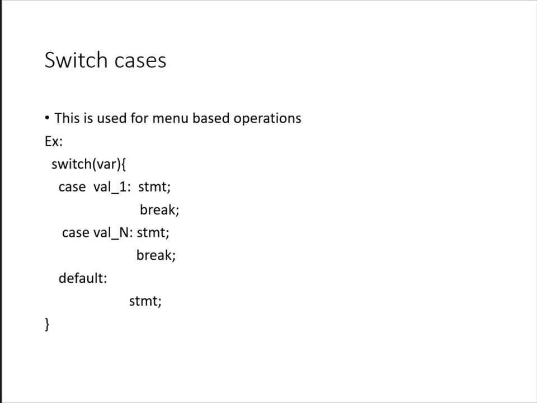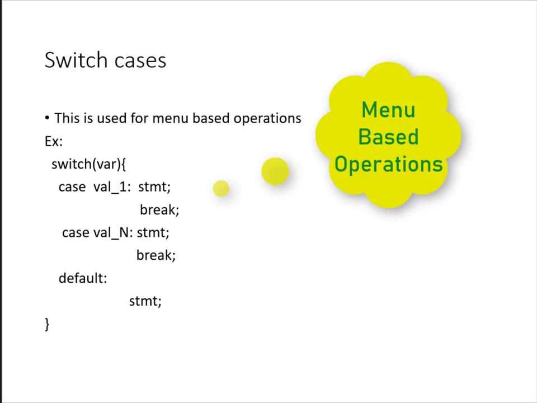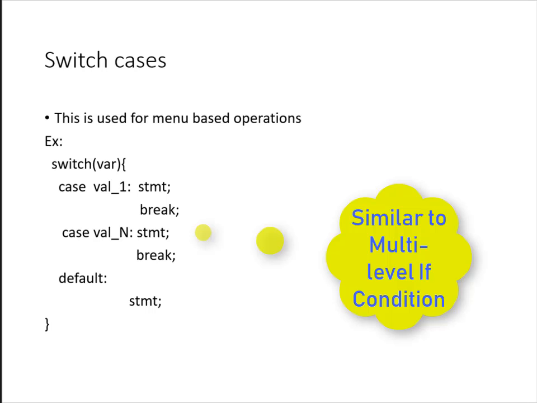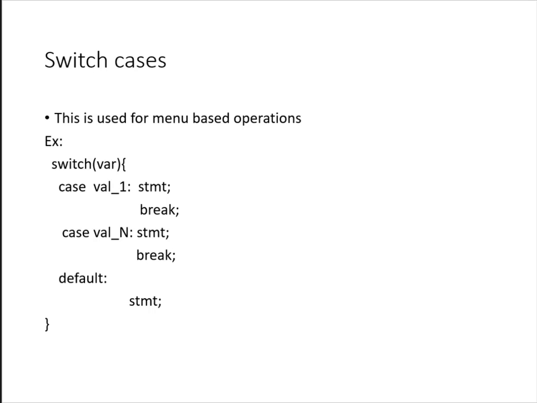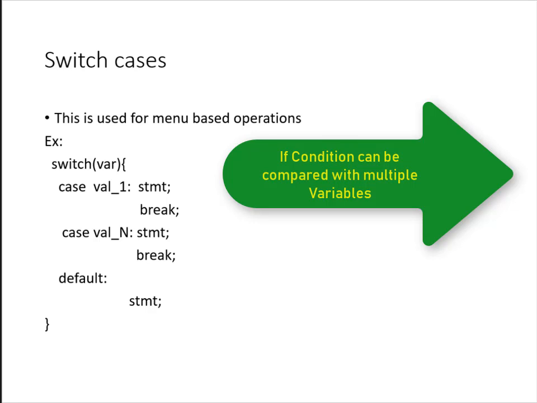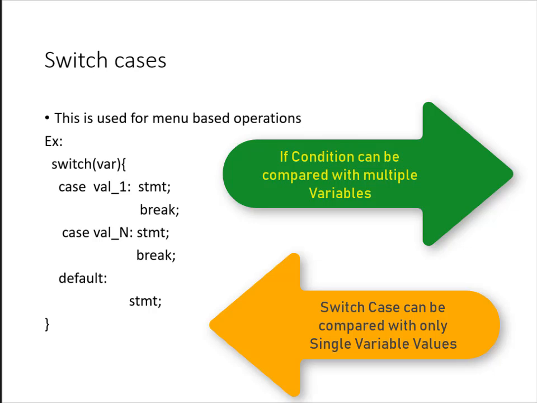After this, we can see one more type of conditional construct, that is switch cases. This is similar to the multi-level if condition. The difference between switch cases and the multi-level if condition is the comparison. Switch cases can be compared with a single variable value only. An if condition can be compared between multiple variables.